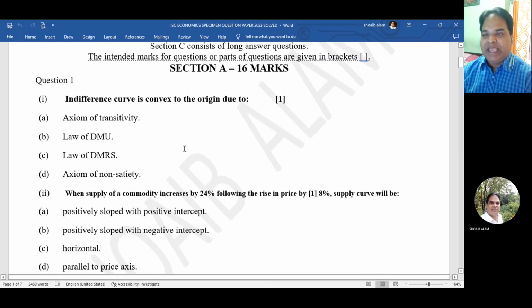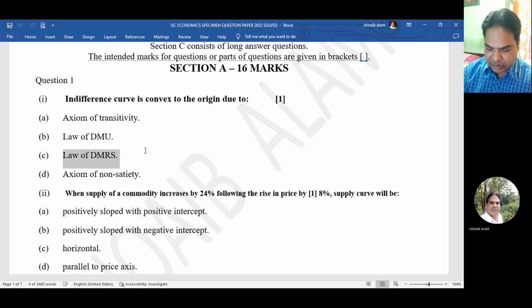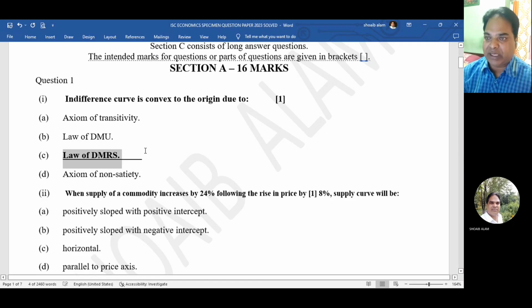Number 1, indifference curve is convex to the origin due to which of the following? A, B, C, and D: axiom of transitivity, law of DMU, law of DMRS, and axiom of non-satiety. Let us see which one will be the correct one. C will be the correct answer. So question number 1, C is the correct one.